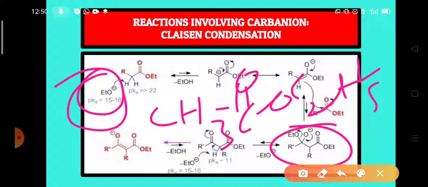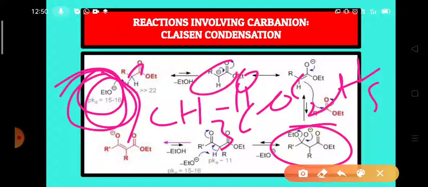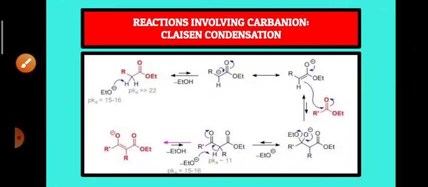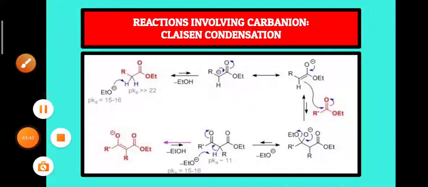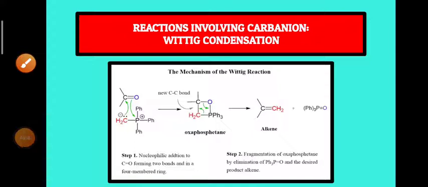These alkoxides are strong bases, they abstract the hydrogens from the carbon which is adjacent to the carbonyl group of the ester. As a result we get the carbanion here. In this slide we can see the formation of the carbanions clearly. This carbanion can be stabilized by the formation of the enolate ion, but anyhow here we get the carbanions. So Claisen condensation reaction also proceeds through the carbanion. And Wittig reaction also.